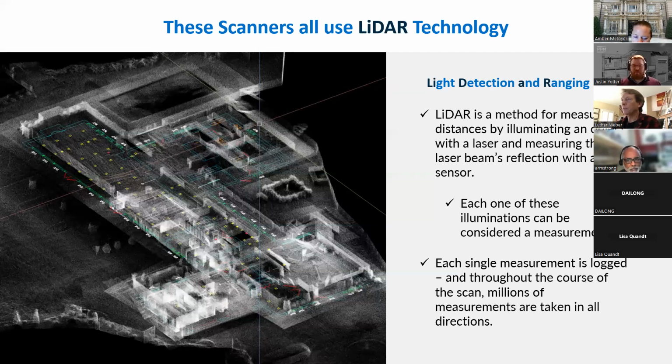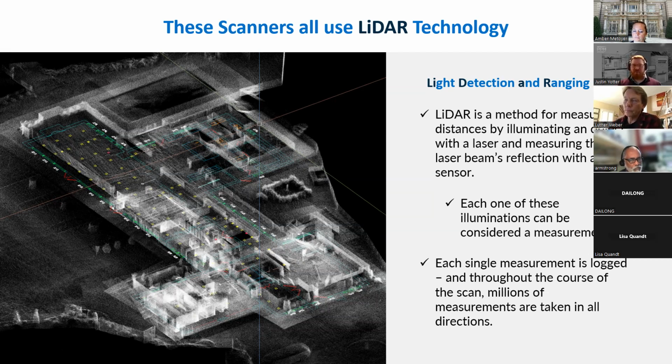So what does LiDAR mean? We hear about it in the news and articles about autonomous vehicles and robots, and it's the same technology we use to get survey data, but it stems from a word that's radar, R-A-D-A-R, which stands for radio detection and ranging, and that's a much older technology, but it works in much the same way. LiDAR, on the other hand, stands for light detection and ranging.